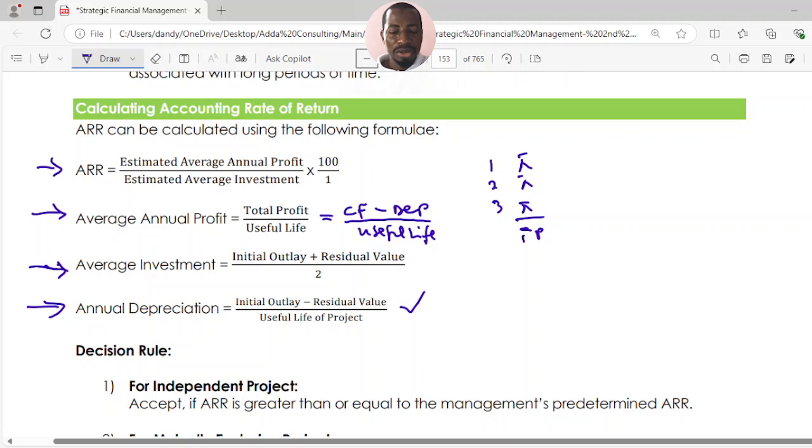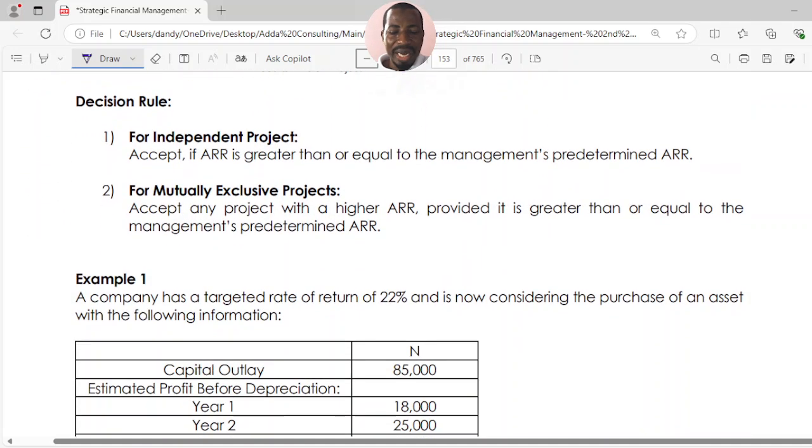Okay, what decision rule do you need to consider under accounting rate of return? For independent projects, accept if accounting rate of return is greater than or equal to the management predetermined ARR. Then for mutually exclusive projects, accept any project with a higher ARR provided it is greater than or equal to the management predetermined ARR. All right, so that is the decision rule.